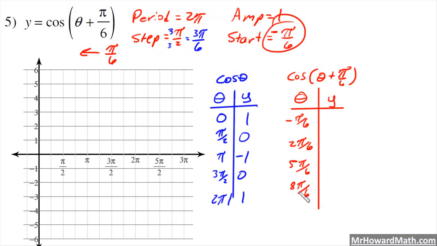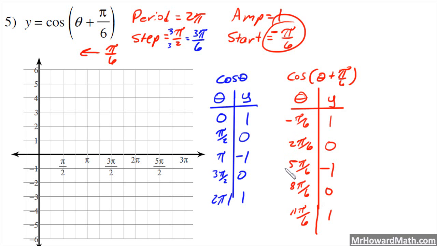That's 1, 2, 3, 4 points. We need one more point to complete a full period of the graph. So add 3 to 8. 8 plus 3 is 11, so 11 pi over 6. Now we can fill in our y values. They don't change, so we just copy them down: 1, 0, negative 1, 0, and 1. Make sure it's in order. The whole process we've set up requires you to go in order, and we're stepping up by our step, 3 pi over 6 each time.